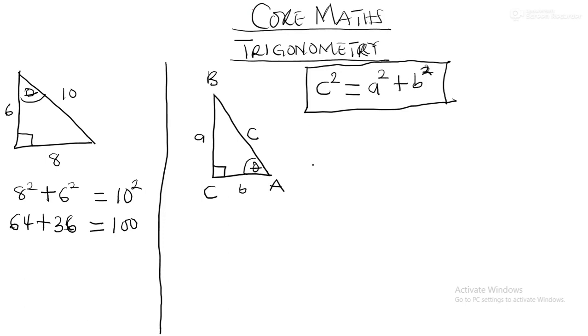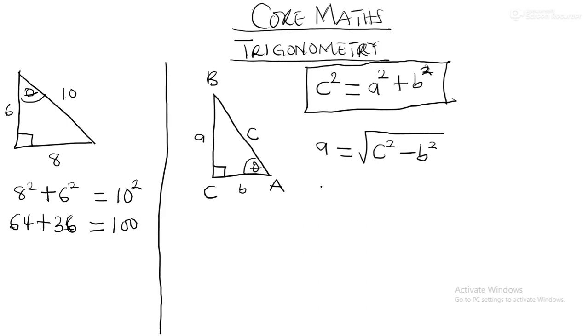Good. So now, from change of subject, make a the subject for me. When you make a the subject from this equation, what will it be? Good. So you realize that a equals the square root of c squared minus b squared. So you maintain the a, then you send this b squared to the other side, then you find the square root of both sides.